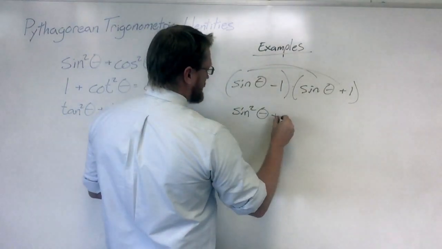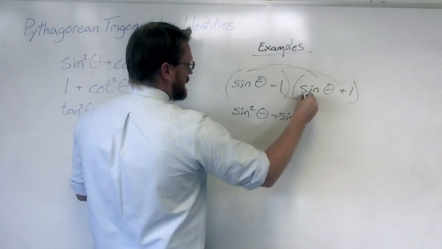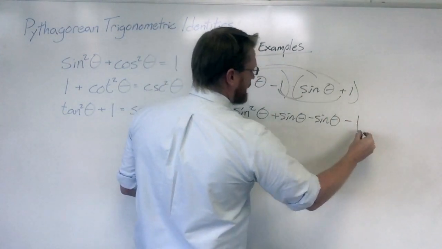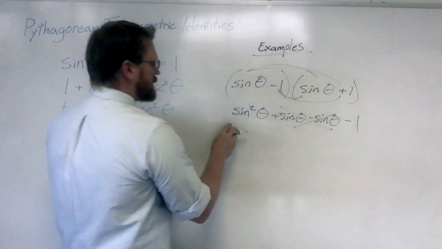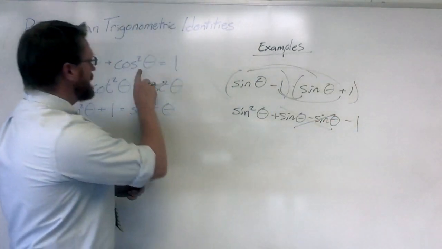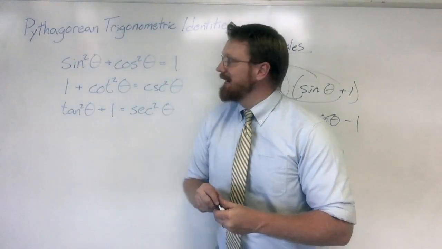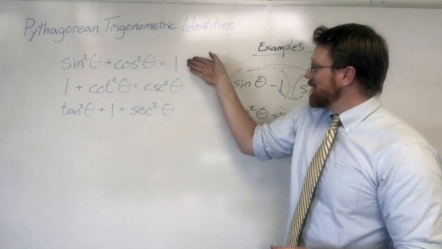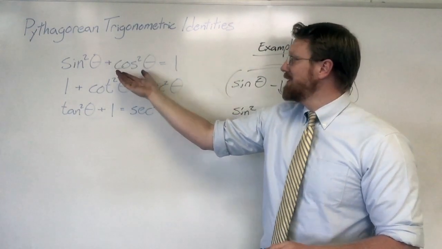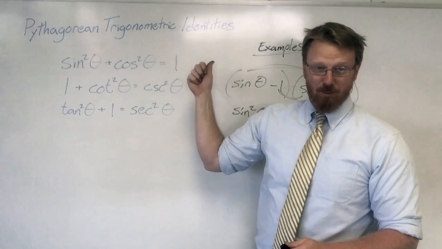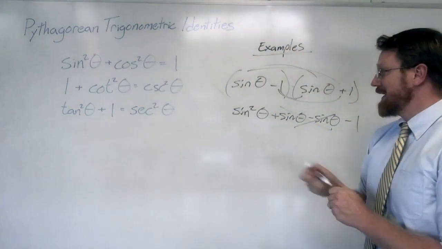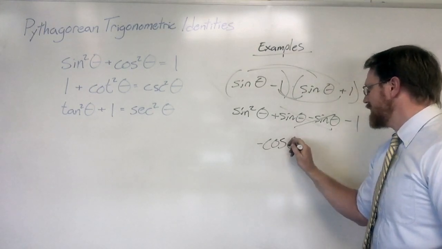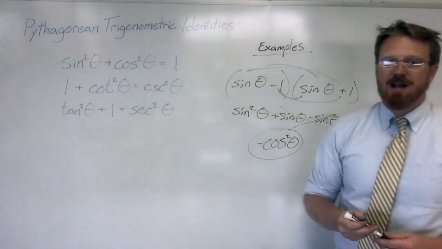Outer gives me a positive sine theta. Inner gives me a negative sine theta. That's going to cancel out nicely. And lastly, I have a negative 1. So sine squared theta minus 1 is looking close to my first identity. That sine needs to stay positive. I'm going to leave him where he is and bring the 1 over there with him to make him negative, which means that cosine squared has got to get out of the way, get to the other side, which will make him negative as I subtract him across. And so that's going to simplify to negative cosine squared theta.